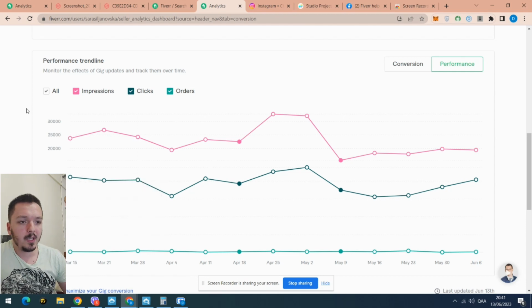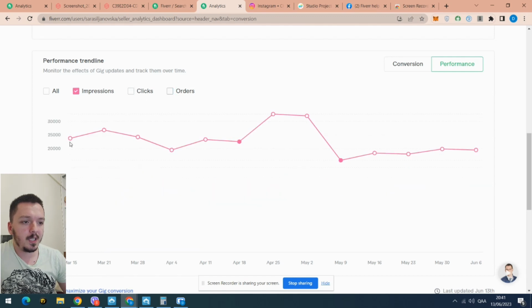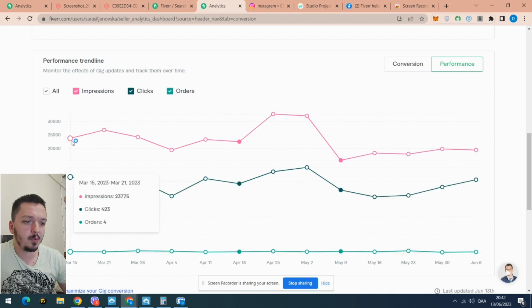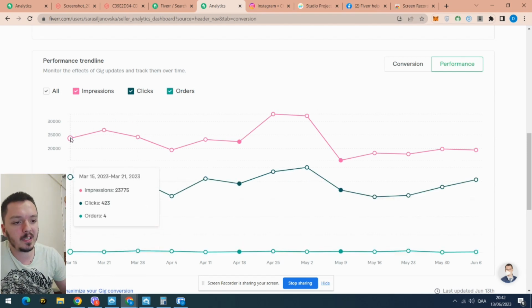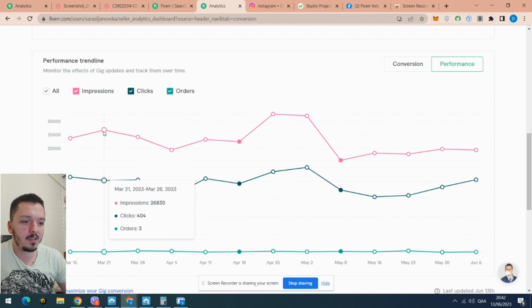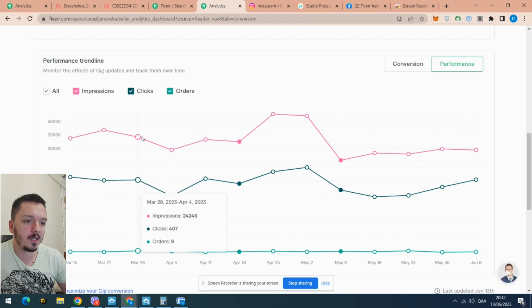Now the pink one is impressions, which means you can see how many people see your gig in the search engine when they're searching. What is the number of people seeing your gig? If you put your cursor here with your mouse, you can see that this week 23,000 people saw my gig. This week 26,000, 24,000. So it's between 20 to 30,000.